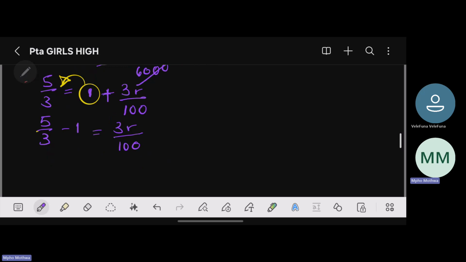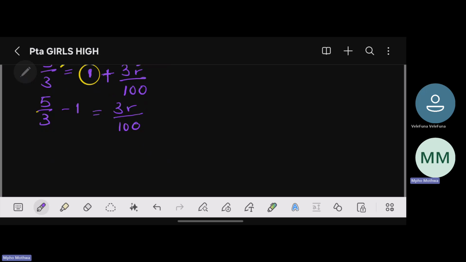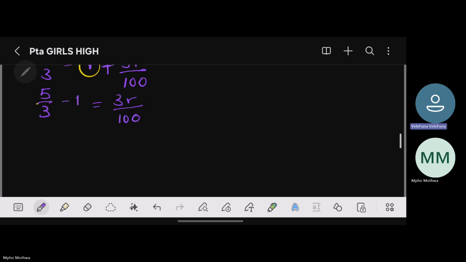Then what is next? It is this 100. You remember we have learned reciprocals, or multiplicative inverses, I think that we call them that. You remember that? Yes, sir. So how do I remove this? I remove it by multiplicative inverse. So I'm going to say that 5.